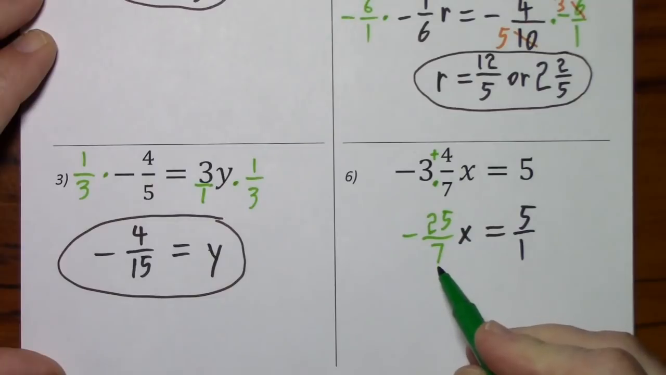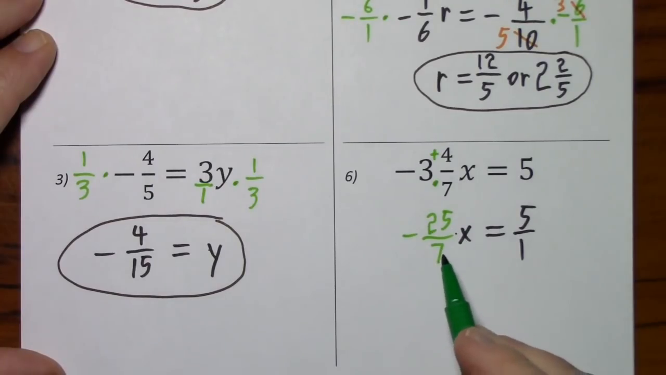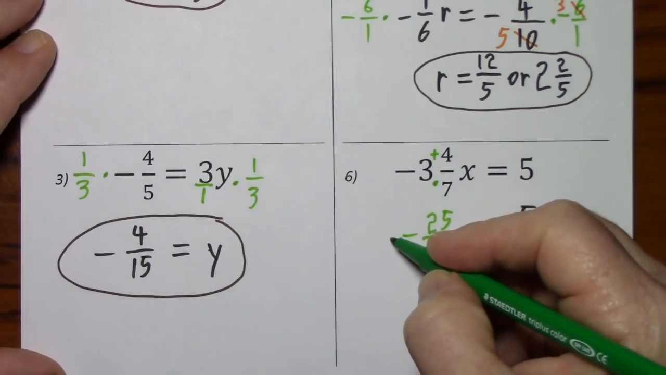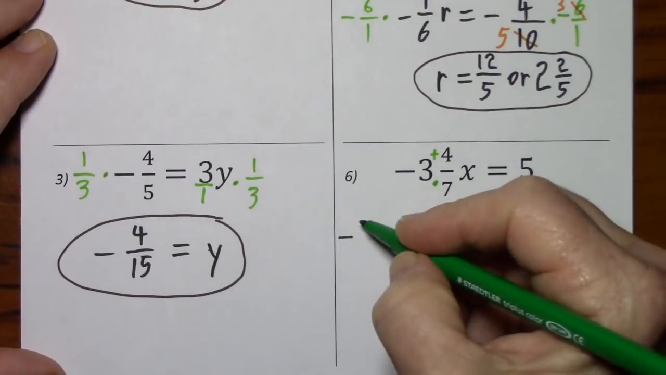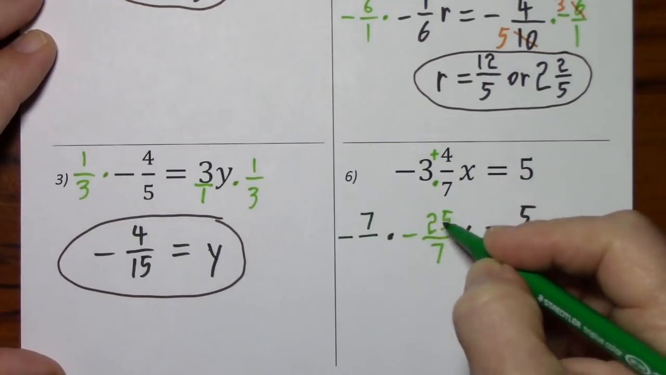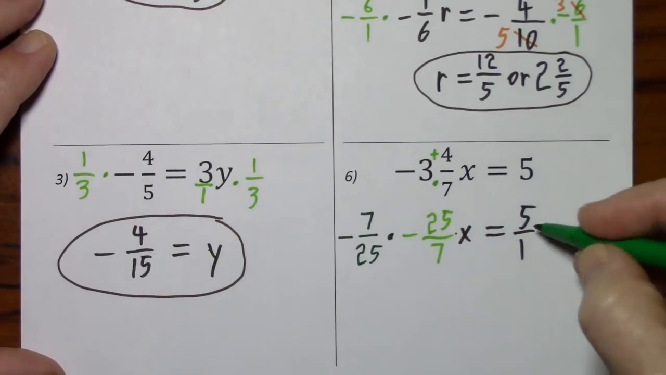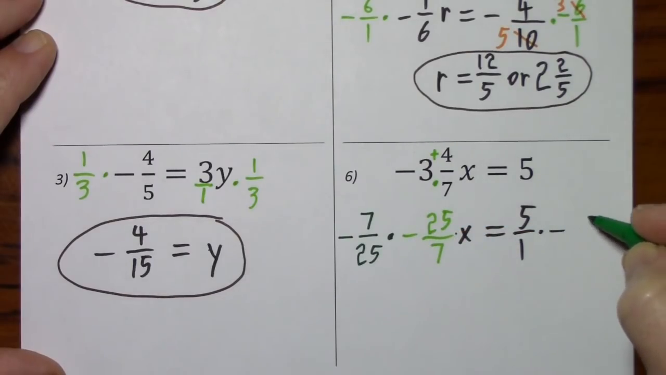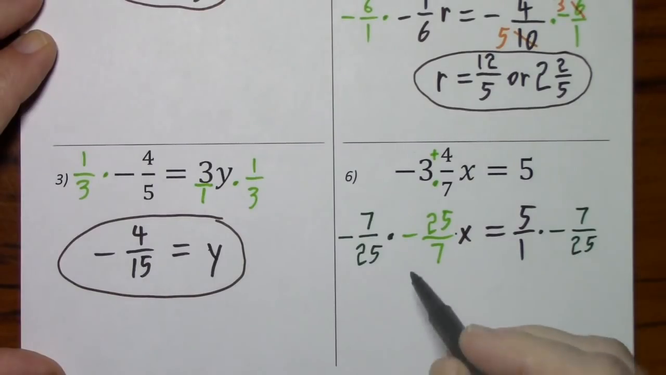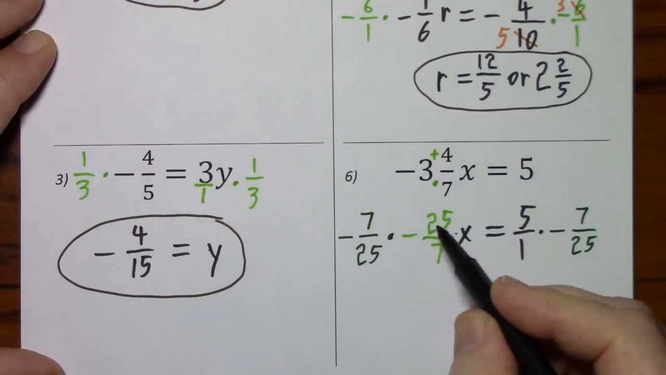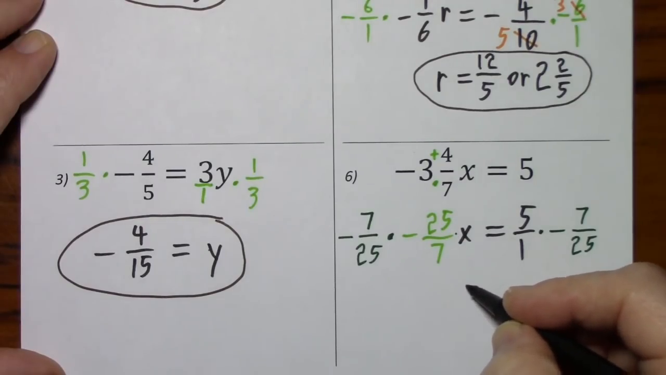To get rid of this negative 25/7, it's held by multiplication, so we'll divide, which means we'll flip it and multiply, or take the reciprocal. Negative 7/25 times a negative 7/25. Negative times negative is positive. The 25s cancel. The 7s cancel. So we just bring down the x.